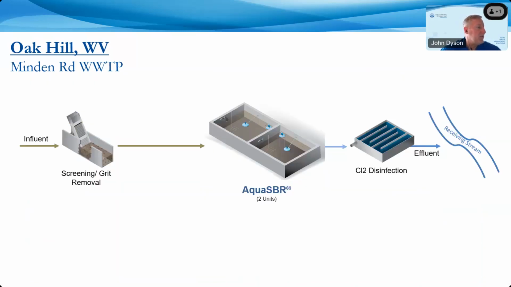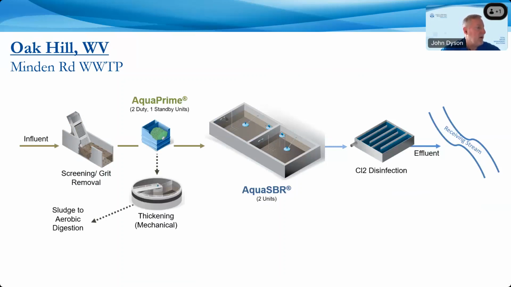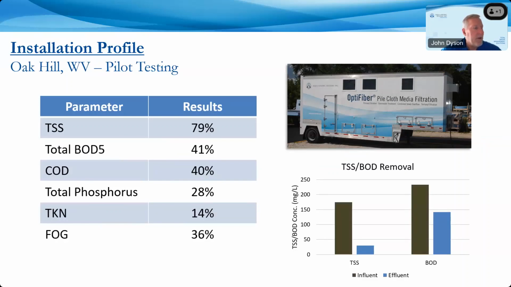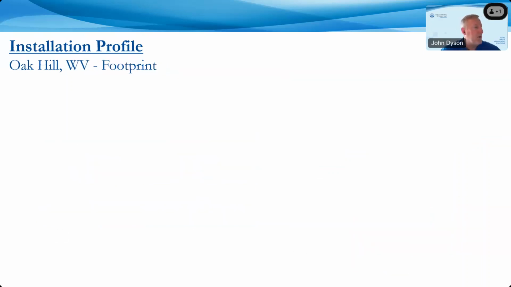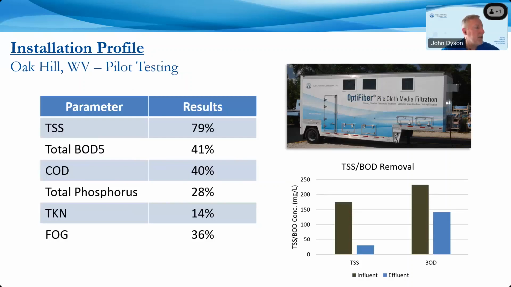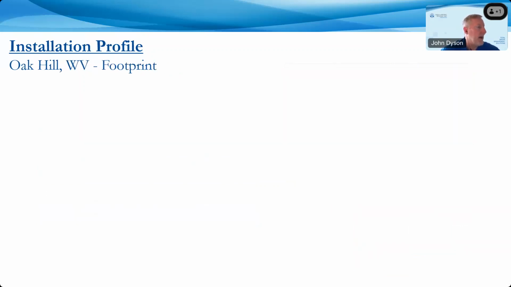So what's at the facility? You have screening and grit removal. They added the AquaPrime along with mechanical thickening to the system. They kept their 2 existing SBRs at the facility. We did pilot test as we were introducing the technology. These were the results. This is what we use for determining the capacity of the SBR technology and how much capacity we could get out. And I'll go into how we achieve more capacity.